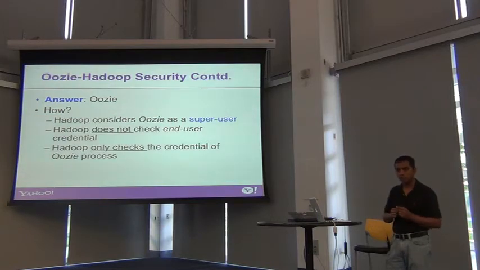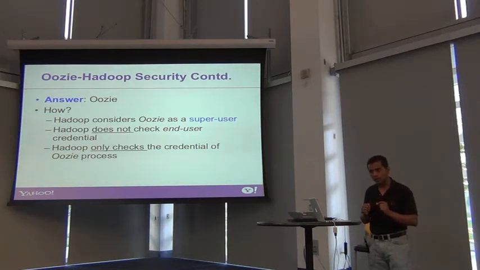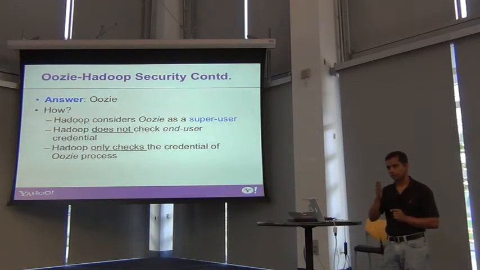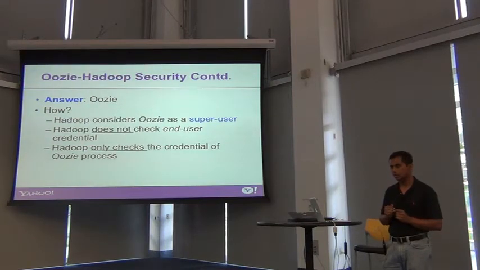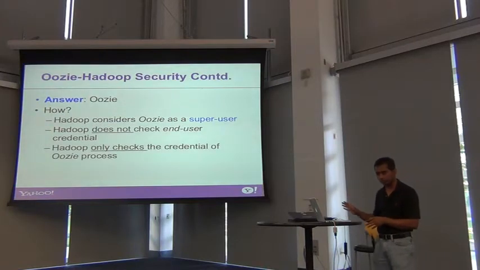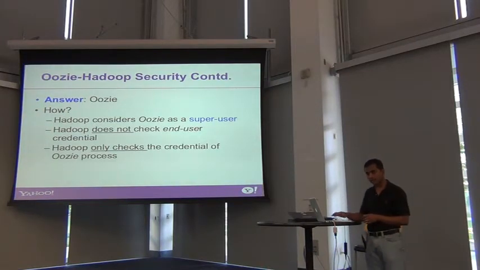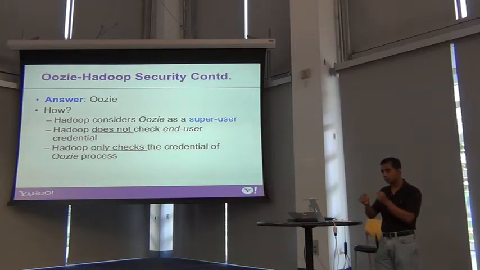The check is whether it is the correct Oozie process. Hadoop will never check whether the end user is a correct entity. Hadoop just makes sure, okay, Oozie is the correct super user, and I can rely on this guy, whoever is submitting the job on behalf of him, I will rely on him and do the process. So this is the checking that is happening. This is the special agreement between Hadoop and Oozie.